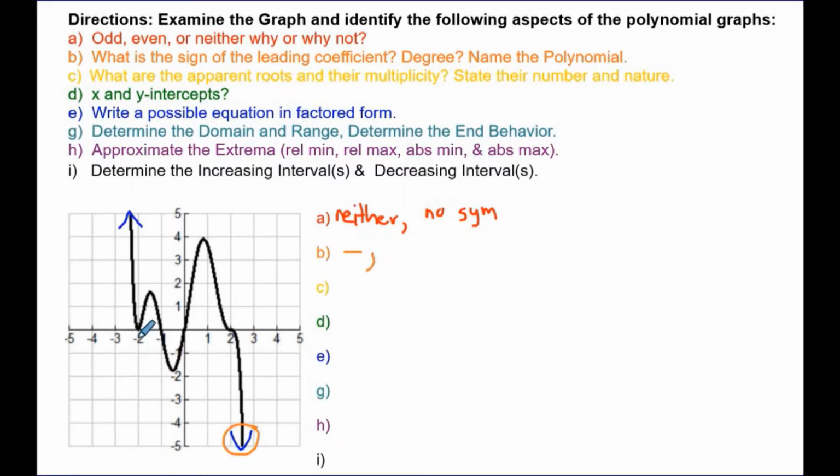To determine the degree, you count the number of turns. This is what the chart we were looking at is talking about. So 1, 2, 3, 4. Okay, and this is a triple root. So remember, triple roots count twice. 5 to turn into the triple root, and then 6 to turn out of the triple root.